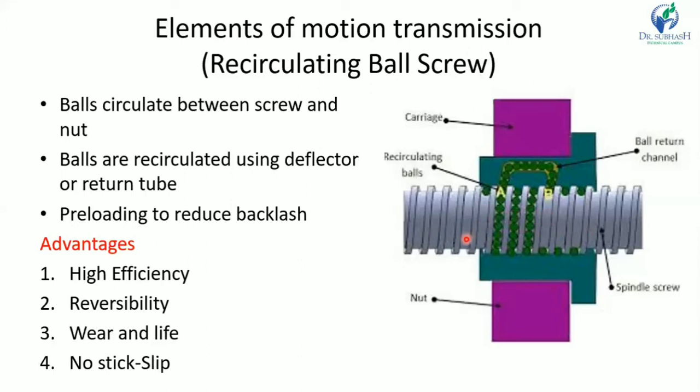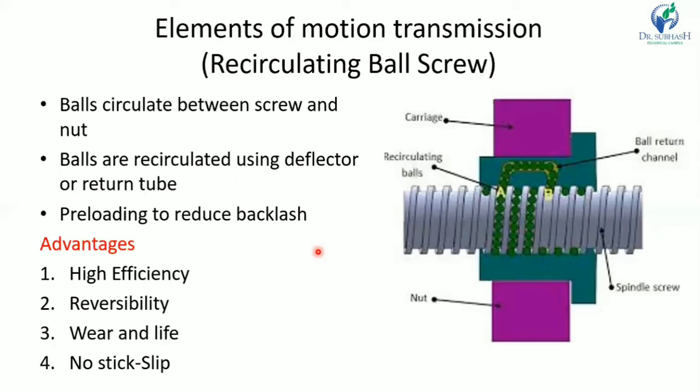The rigidity of the drive system and positioning accuracy can be further improved by preloading the nut assembly. The advantages of using these ball screw and nut assemblies are high efficiency. It means as compared to the conventional lead screw, the efficiency of the ball screw and nut assembly is very high, over 90%. And the power requirement for the ball screw arrangement is also less due to reduced friction.